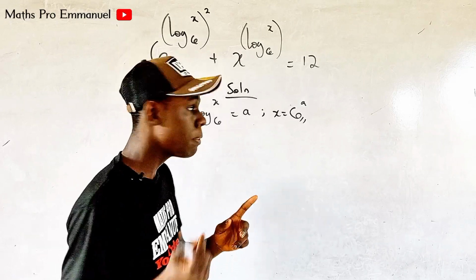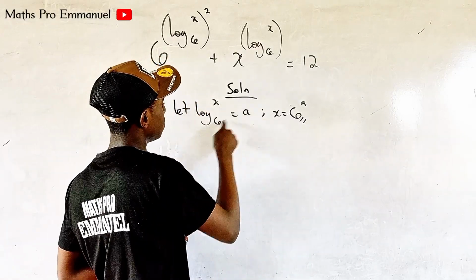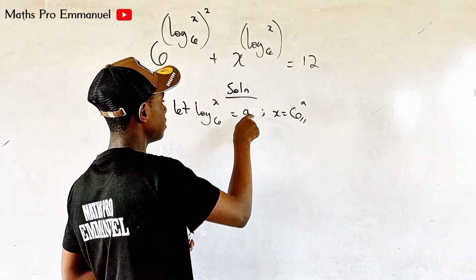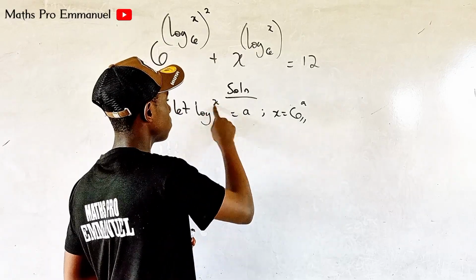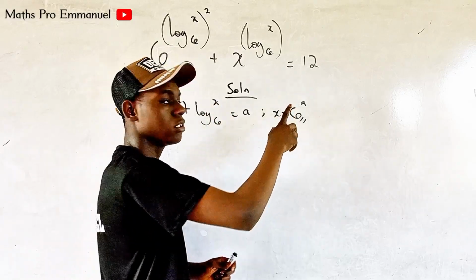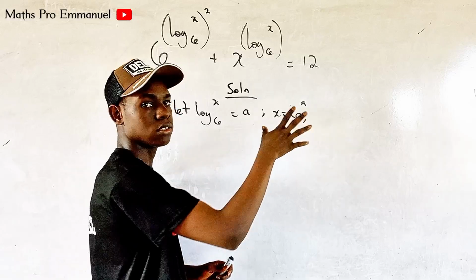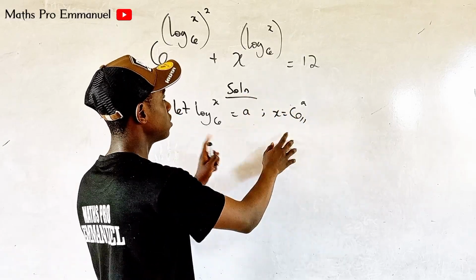Do you understand what I did there? Let me explain again. Log x base 6 is equal to a. Now I want to convert this to indices. That means x will now be equal to 6 raised to the power of a. So I just converted this logarithm to indices. So now let's substitute this into the equation.